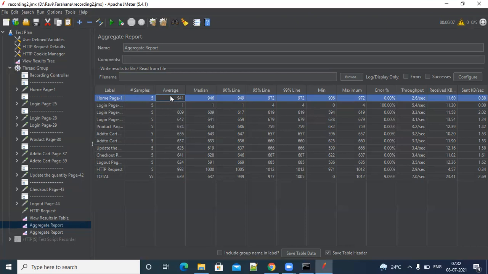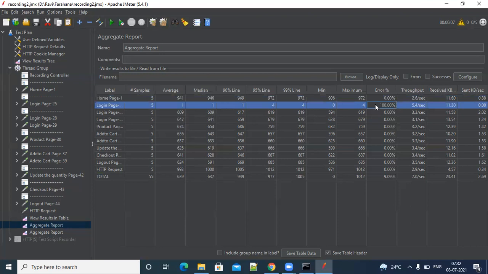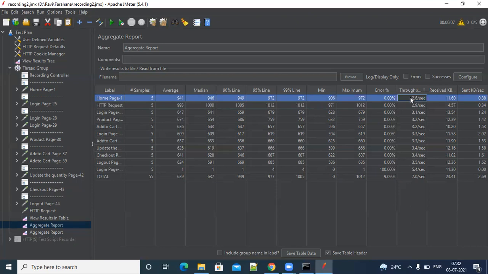Let's see minimum: out of 5 values, what is the minimum? And out of 5 values, what is the maximum? Then error percent. Right now it's showing 0 because all passed. Assume that out of 5 one failed, it will show 20% here. Now here it says all 5 failed, that's 100%. Next important is throughput. Throughput is nothing but, at the time of this execution, JMeter sent 2.6 requests per second.